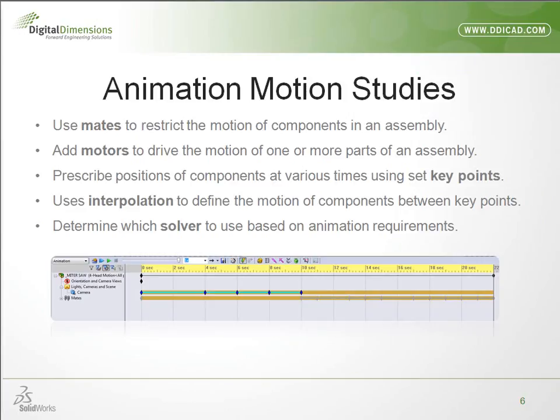You can prescribe the position of components at various times using key points, which are the little diamonds that you will see in the timeline. And then on a per key point basis, you can define the interpolation to define how it transitions in and out of those key points. And then another consideration, again, as you're creating the animation, is what solver do you want? The solver is adjusted in the pull-down menu, which we'll see in just a moment.